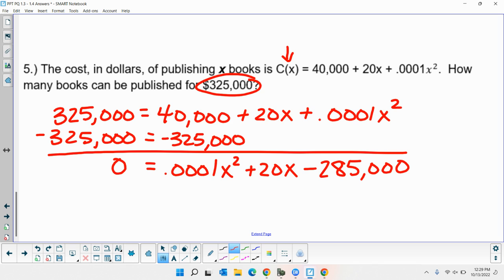So the 40 minus 325, is that right? That is 285, right? I'm pretty sure I got that right. All right, so now I just use the quadratic formula from here, just like we did the last problem. Just plug into that.